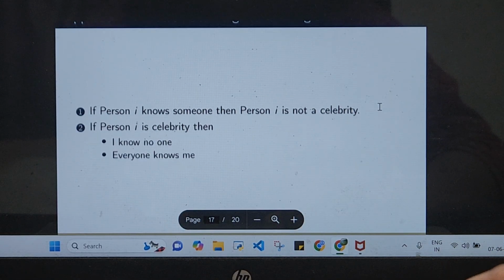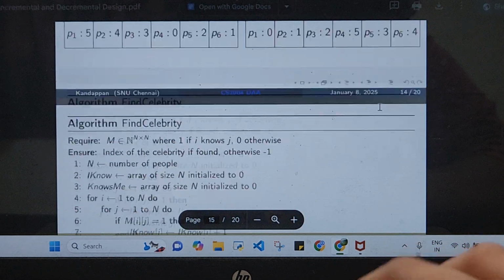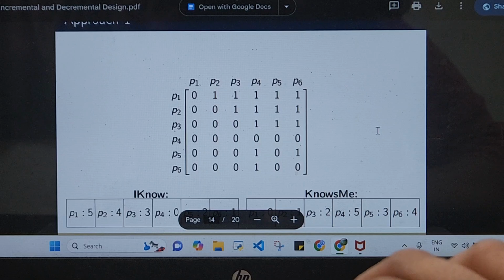Now in decremental design, you start with a person. If person I knows someone, then I is not a celebrity. So when you take that matrix and you start exploring that row, we found that the row should have all zeros in order for that person to qualify as a celebrity. So if you encounter a 1 somewhere along that row, then stop exploring that person right away. Eliminate that person from the set of possibilities and go to the next. That is what decremental design is all about.